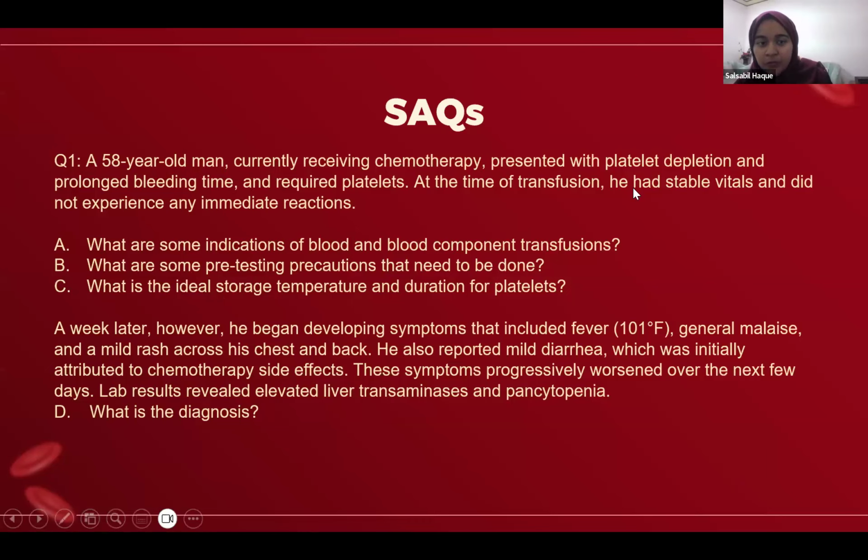So now just to orient you guys to the exam, since it's very soon, I also got an SAQ. So let's go over it together. And this is something that you did not directly take in the lecture, so I think it will be beneficial for you guys. A 58-year-old man currently receiving chemotherapy presented with platelet depletion and prolonged bleeding time and required platelets. At the time of transfusion, he had stable vitals and did not experience any immediate reactions.